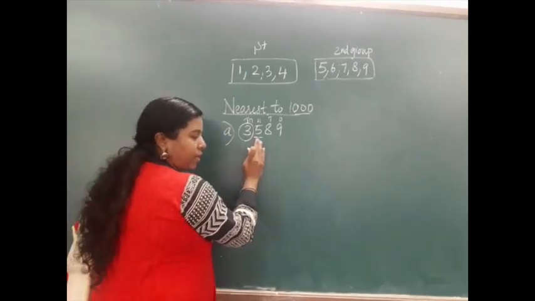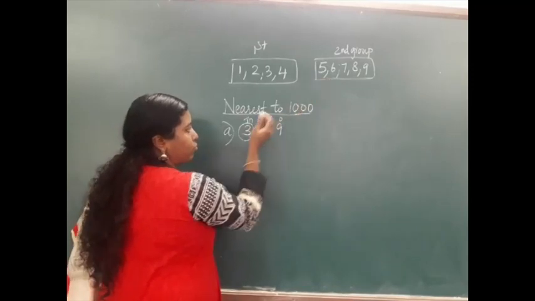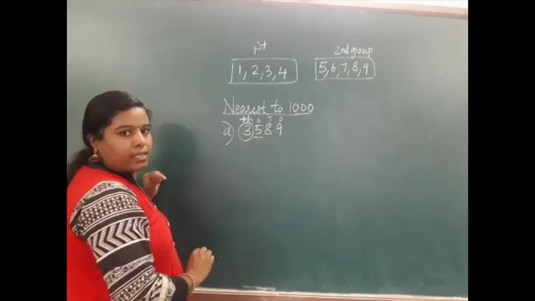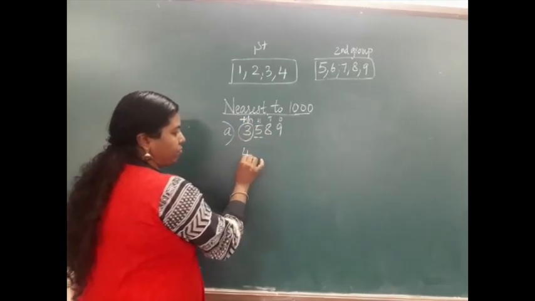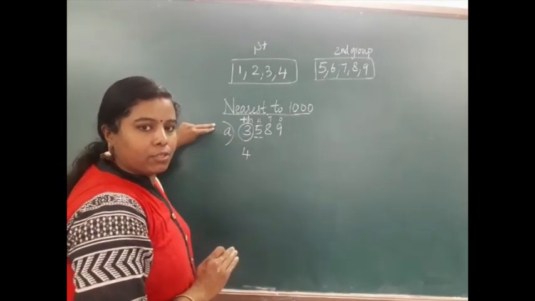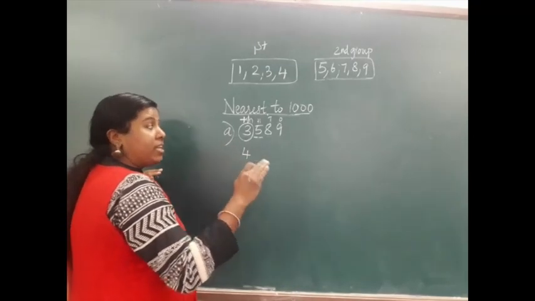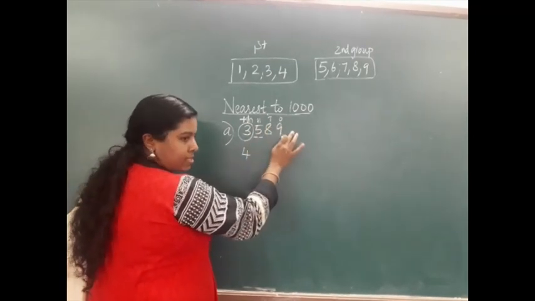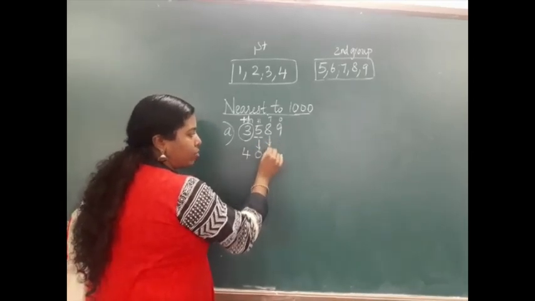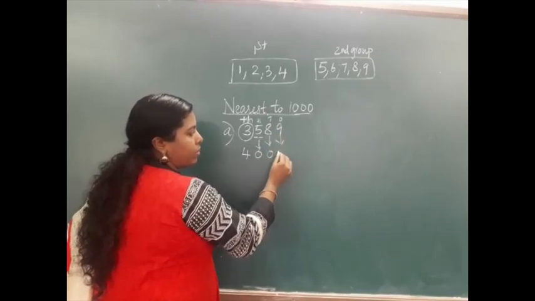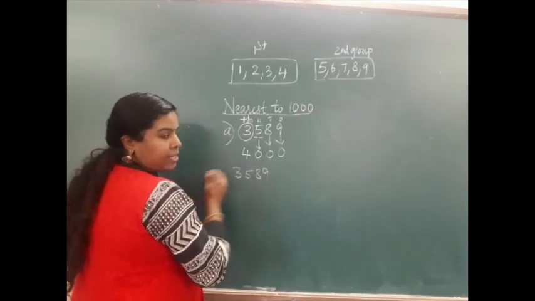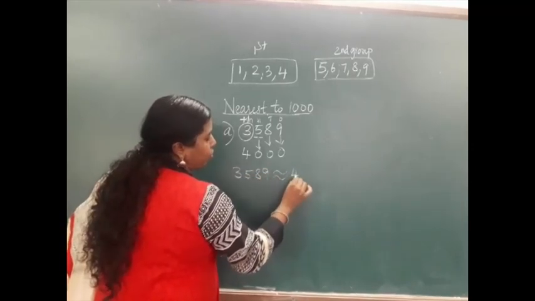So here the digit 5 comes, it belongs to the second group, so we will add 1 to the circled digit. So 3 becomes 4. Now, are there any left side places? No. So what is the next step? Change all the right side digits into 0. So 5 becomes 0, 8 also becomes 0, 9 also becomes 0. So 3589 is rounded off to 4000.